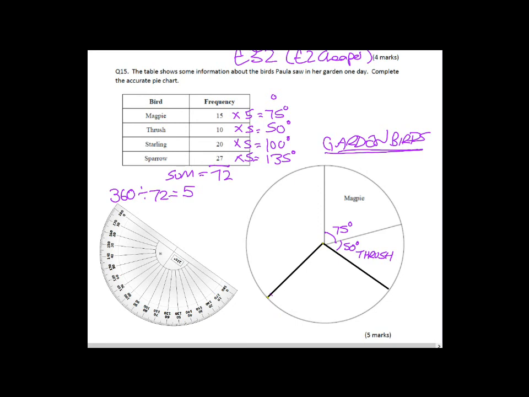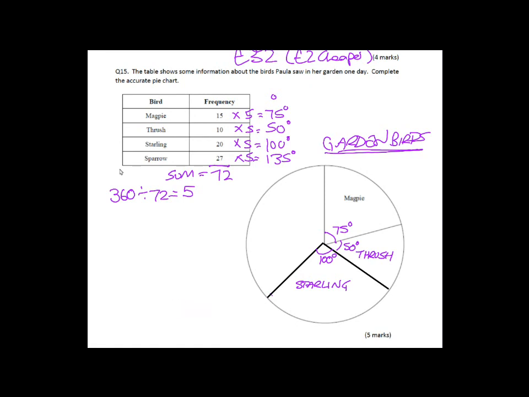Don't forget to label this section that you've just drawn. So it was 100 degrees and the bird type was the starling. Finally, the last section you don't have to plot because it's the only angle that's left, which is 135 degrees. So draw in the angle, 135 degrees, and label it for the sparrow. And that's your pie chart complete. And this is worth 5 marks.